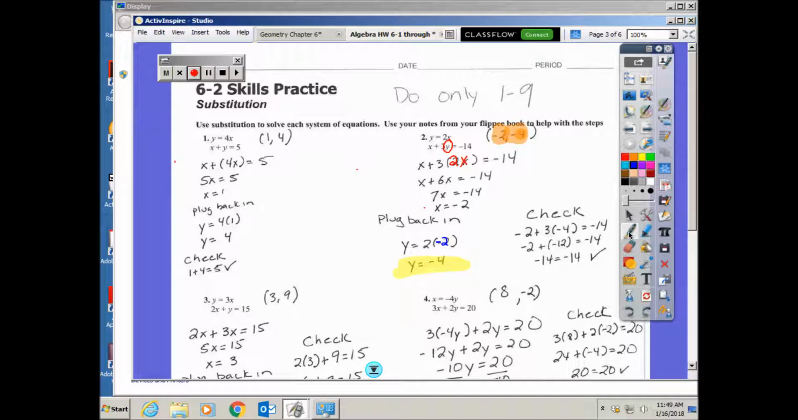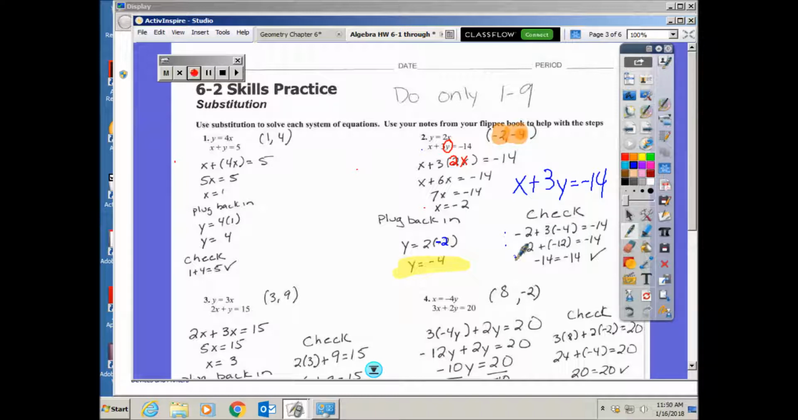So now I know the check's here. I'm going to take that original second equation of x plus 3y equals negative 14. For x, I'm plugging in negative 2. For 3 times y, I'm plugging in negative 4. So I get negative 2 plus negative 12, and that's negative 14. Negative 14 is equal to negative 14. It checks. That's my solution.